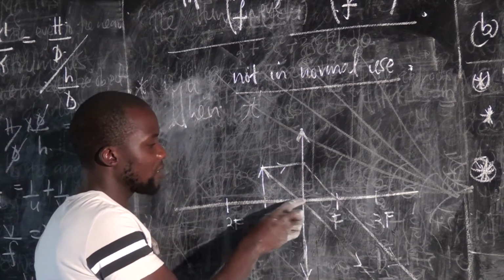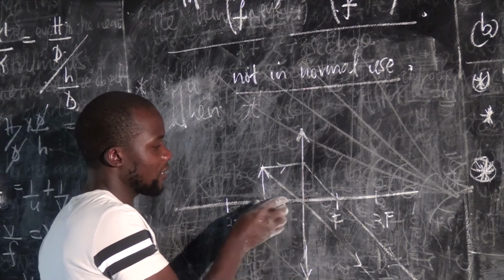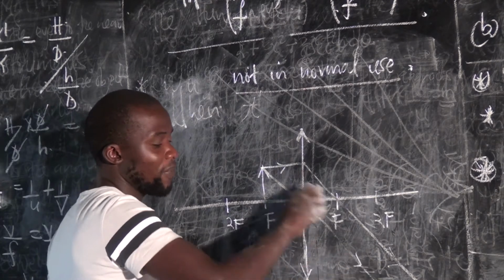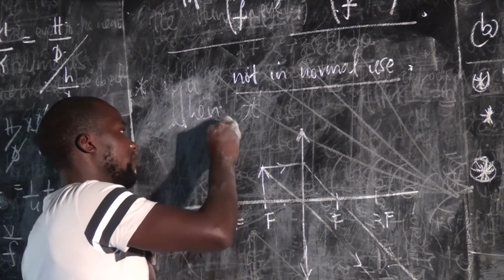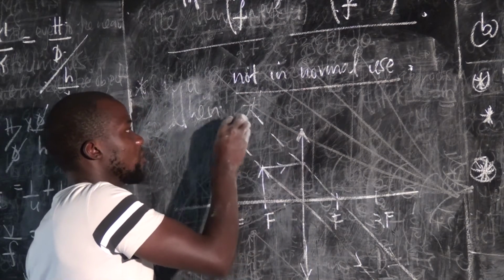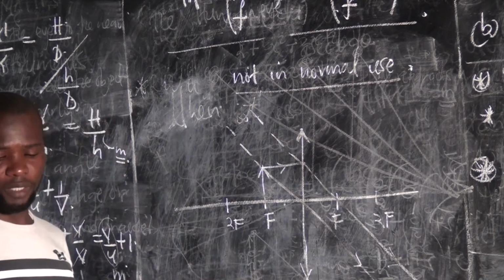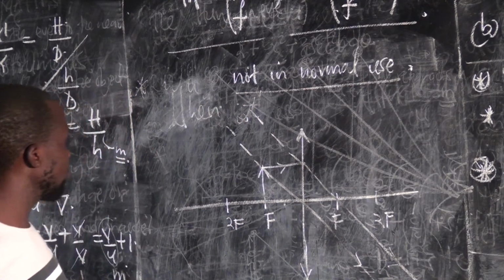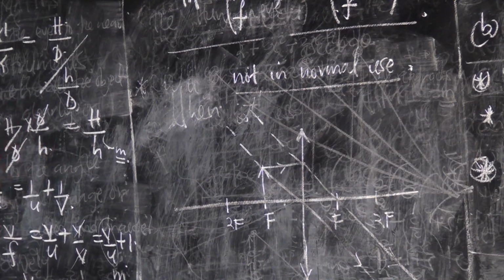If these distances are the same, the rays will be parallel, they will never meet. Even when we try to extend them to this other side, they will not meet. So we expect the final image to be formed at infinity. We are forming the final image at infinity.